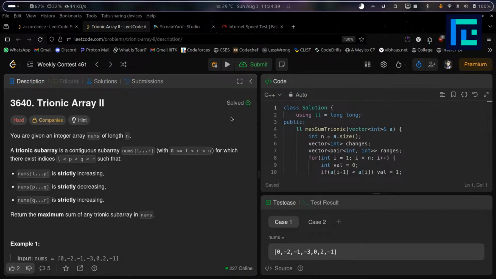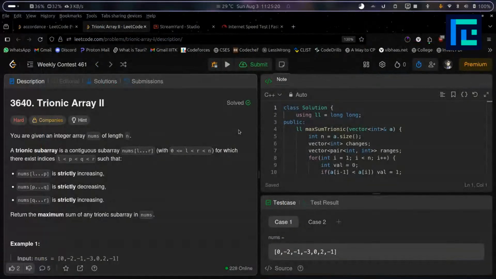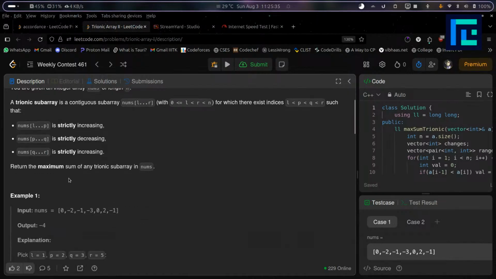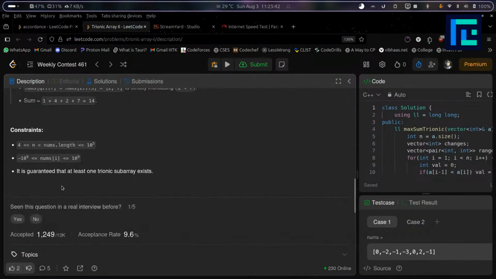Okay. Final problem, problem D. Trionic Array 2. Again, it's the same similar type of question. So they're defining what is a trionic subarray. The trionic subarray is the same thing: a subarray in which one portion is strictly increasing, one portion is strictly decreasing, and one portion is strictly increasing again. Now we need to return the trionic subarray with maximum sum.